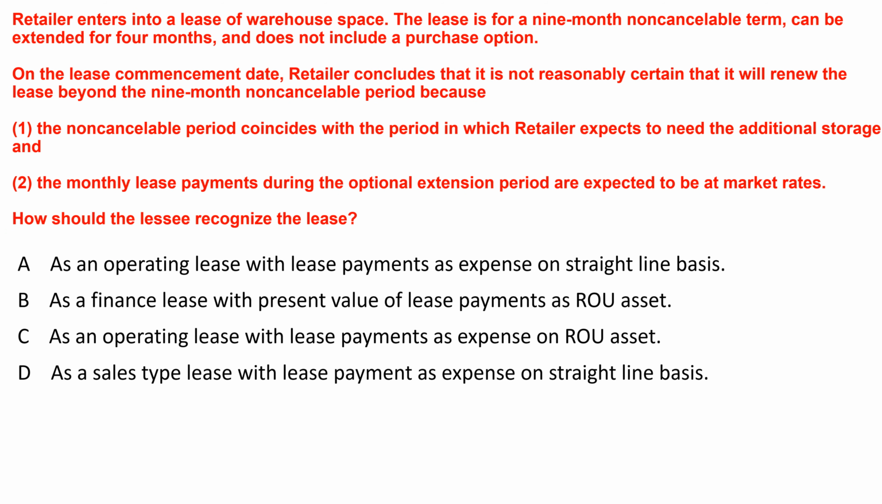Next question. Retailer enters into a lease of warehouse space. The lease is for a 9-month non-cancelable term, can be extended for 4 months, and does not include a purchase option. On the lease commencement date, retailer concludes that it is not reasonably certain that it will renew the lease beyond the 9-month non-cancelable period because 1. The non-cancelable period coincides with the period in which retailer expects to need the additional storage, and 2. The monthly lease payments during the optional extension period are expected to be at market rates. How should the lessee recognize the lease?